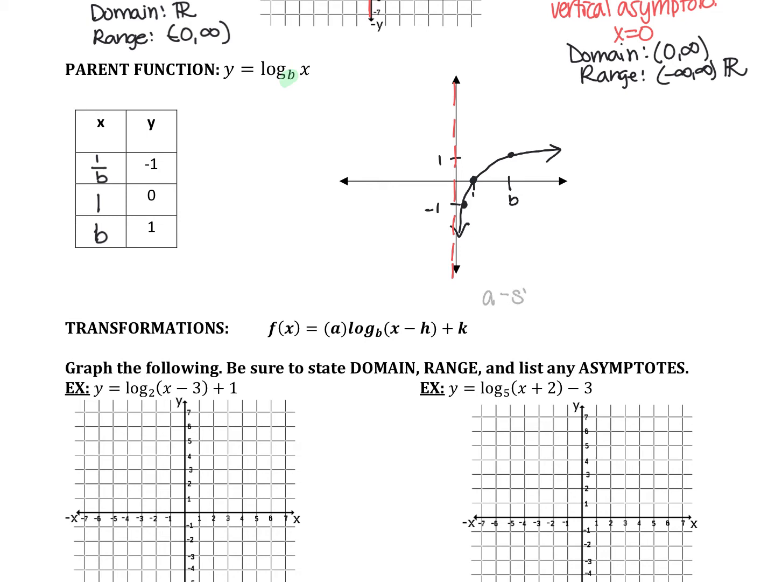Remember, a is our stretch or our shrink. So a equals the stretch or the shrink. What about h? What does h do? That's right. H shifts the graph left or right. And then what does k do? K is up and down.